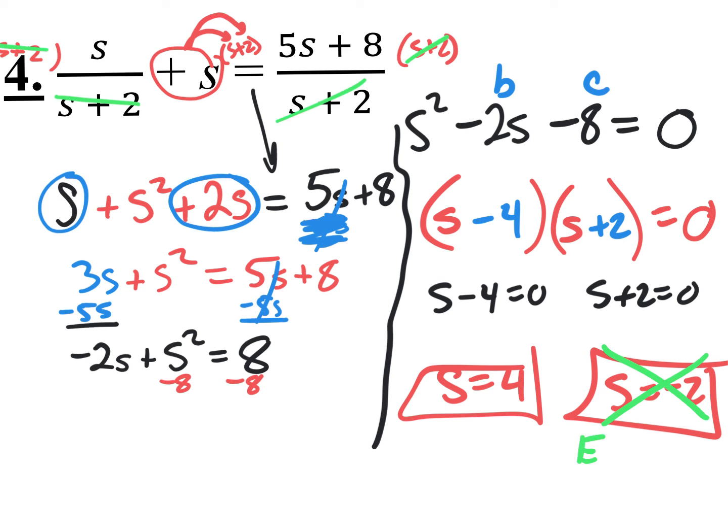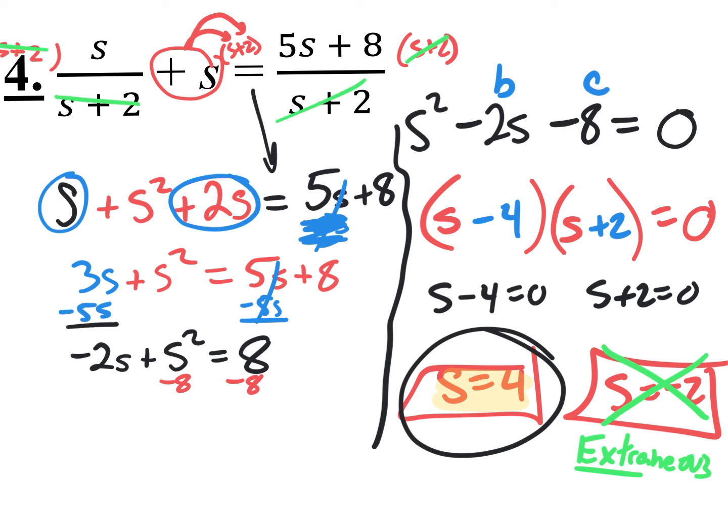That's what we call extraneous. It's an extra answer that doesn't work. Of course, you don't have to label it. All you got to do is know that this right here is the only answer. S equals 4 is the only answer, okay? S equals negative 2 actually is not an answer, okay?